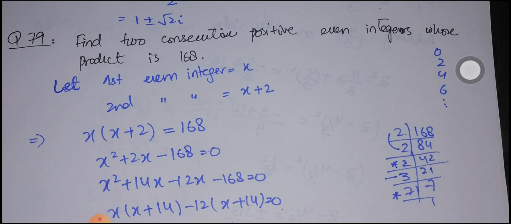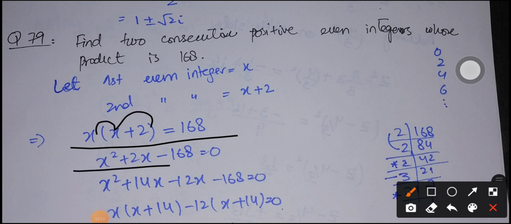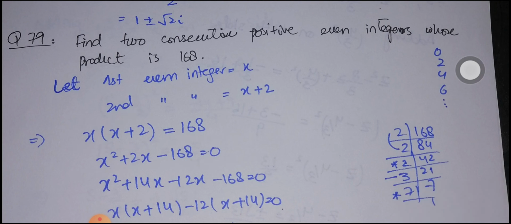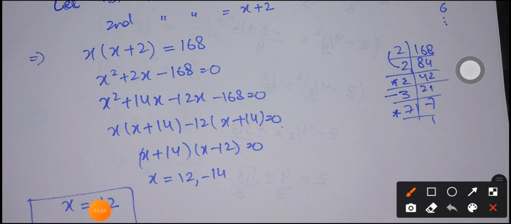Product means we are going to multiply the terms, so their product is 168, as you can see here. Now I'm going to multiply x into the bracket: x square plus 2x minus 168 is equal to 0. Here I have performed factorization, but obviously you can use the quadratic formula as well. So here is the prime factorization of 168: 2 into 2 into 2 into 3 into 7. So 2 into 2 is 4, 4 into 3 is 12, and 7 into 2 is 14. So 12 and 14 are the two factors.